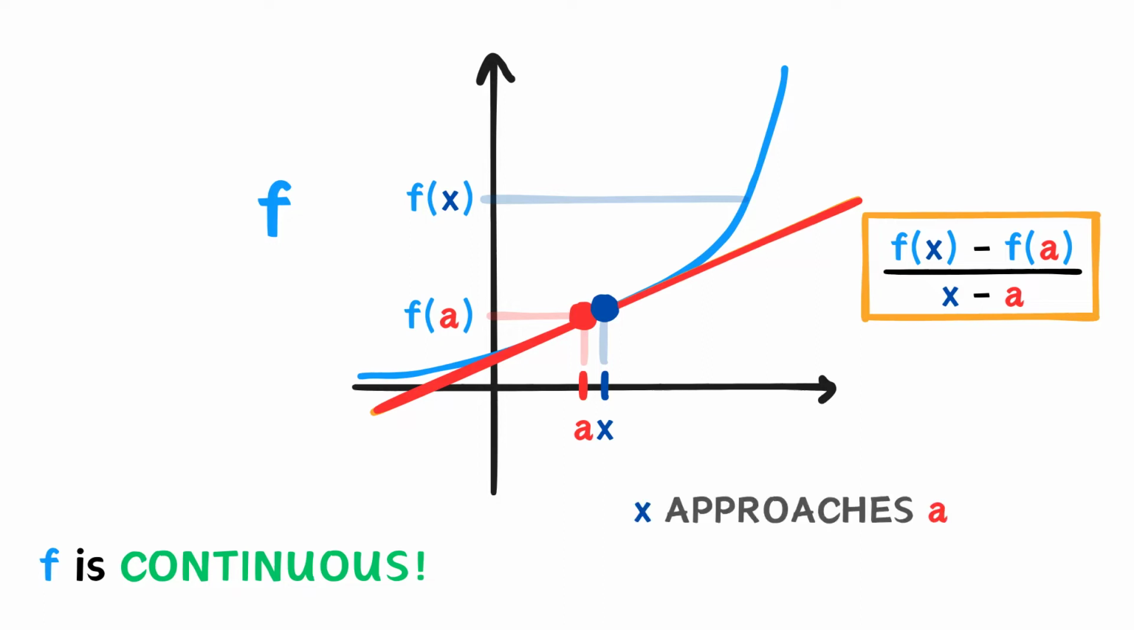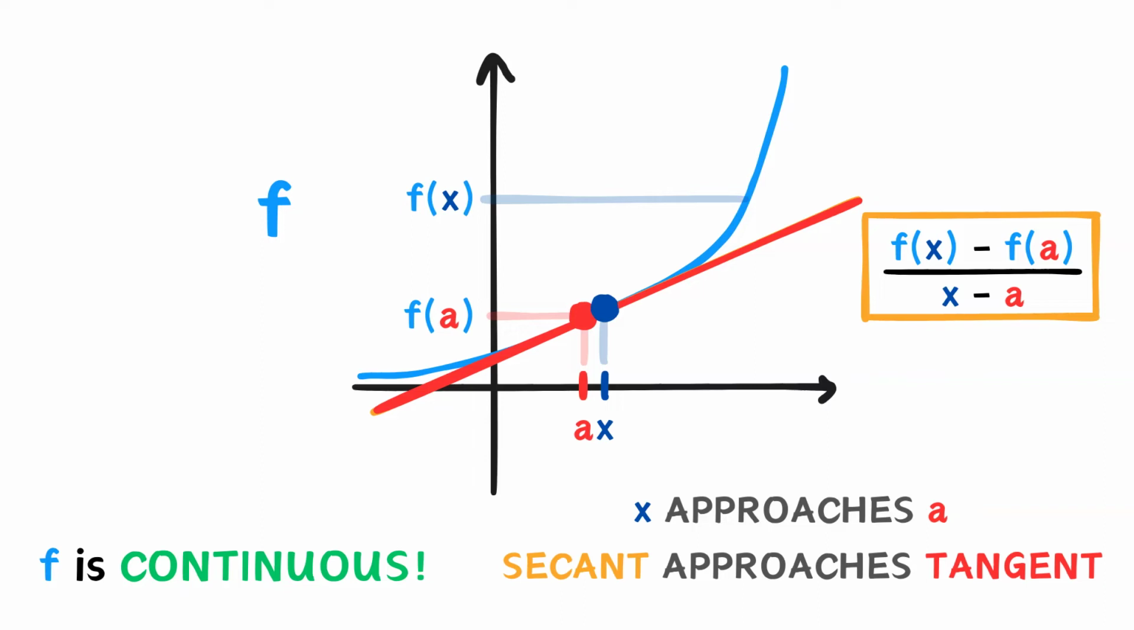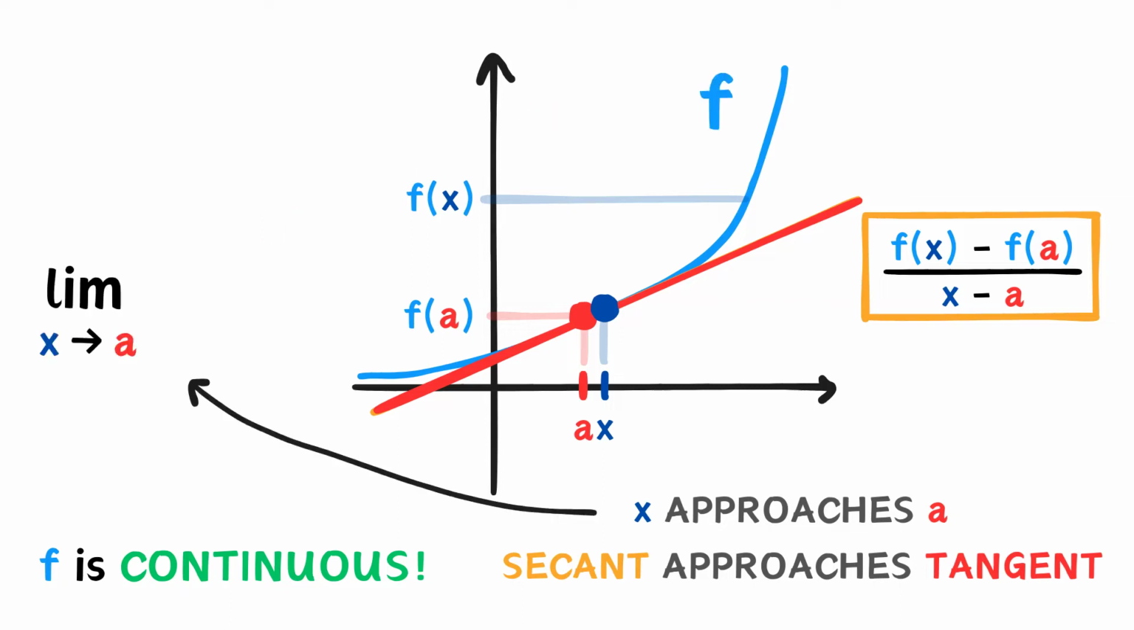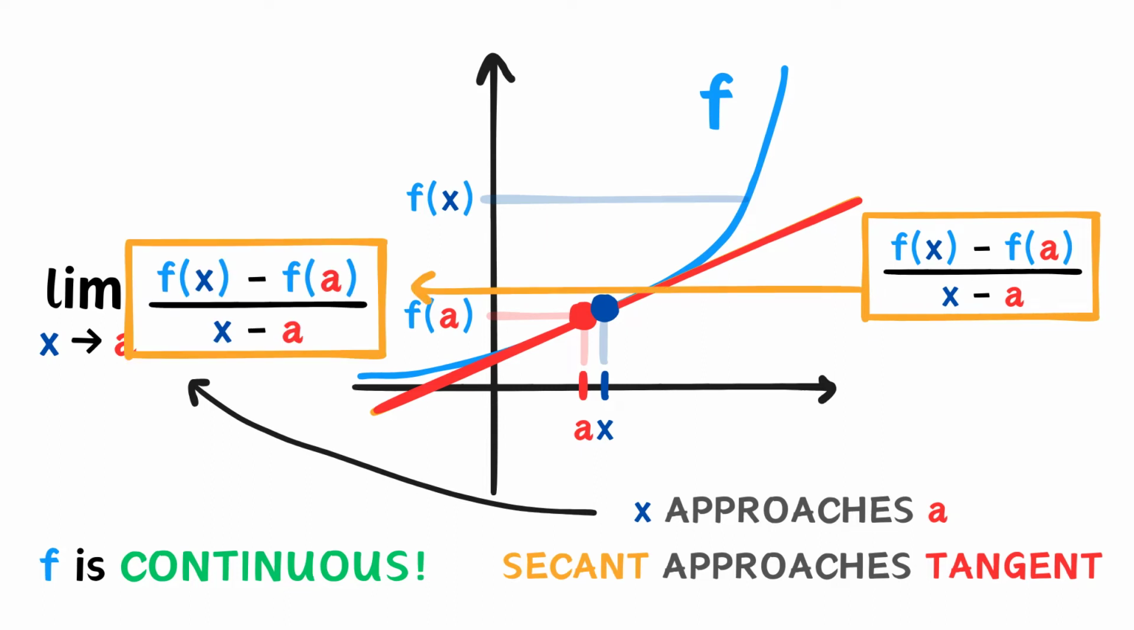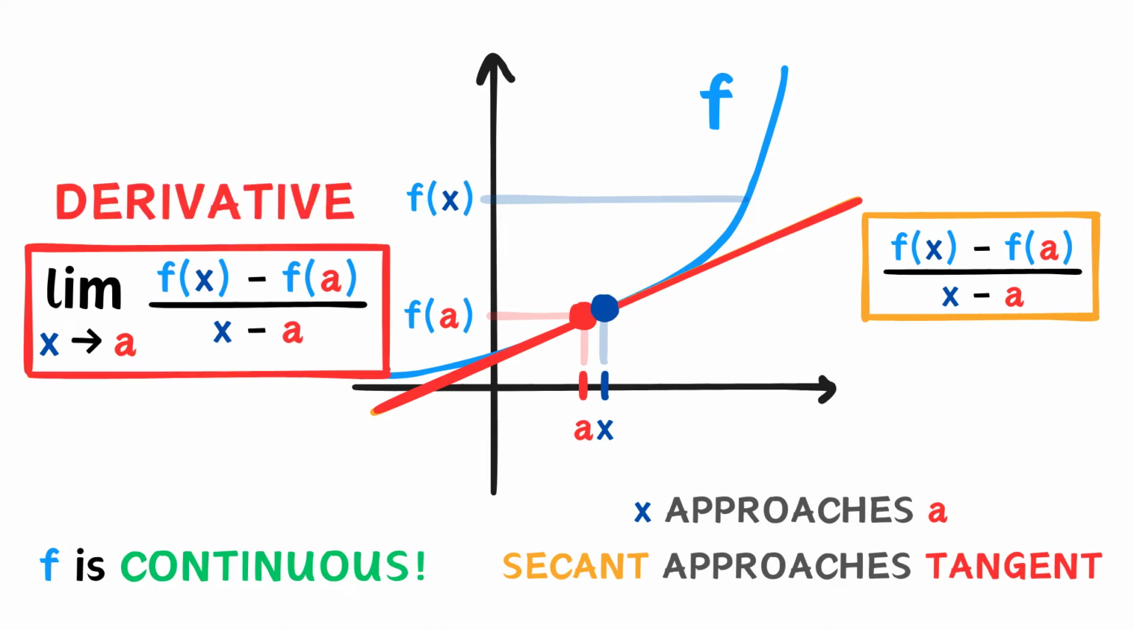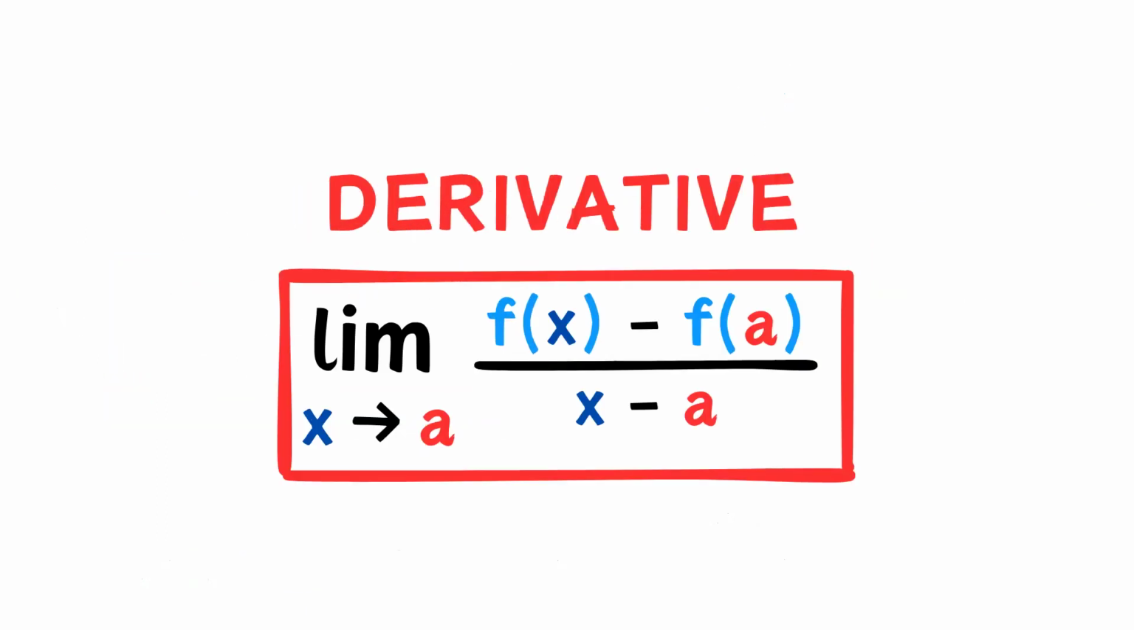So as point x approaches point A, the slope of the secant line that passes through point x becomes a good approximation of the slope of the tangent line at A. Using our limit knowledge, we know that this is the limit as x approaches a of f of x minus f of a over x minus a. This is the derivative. Using this limit, we can find the slope of the tangent line, or the derivative, at any point of a function.